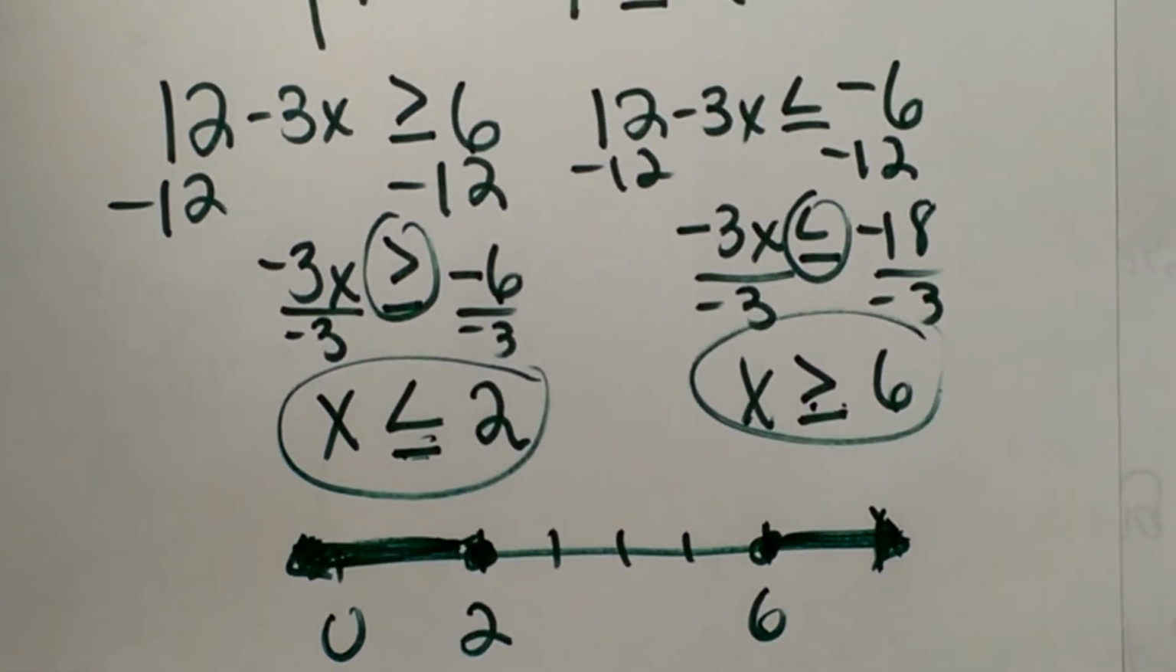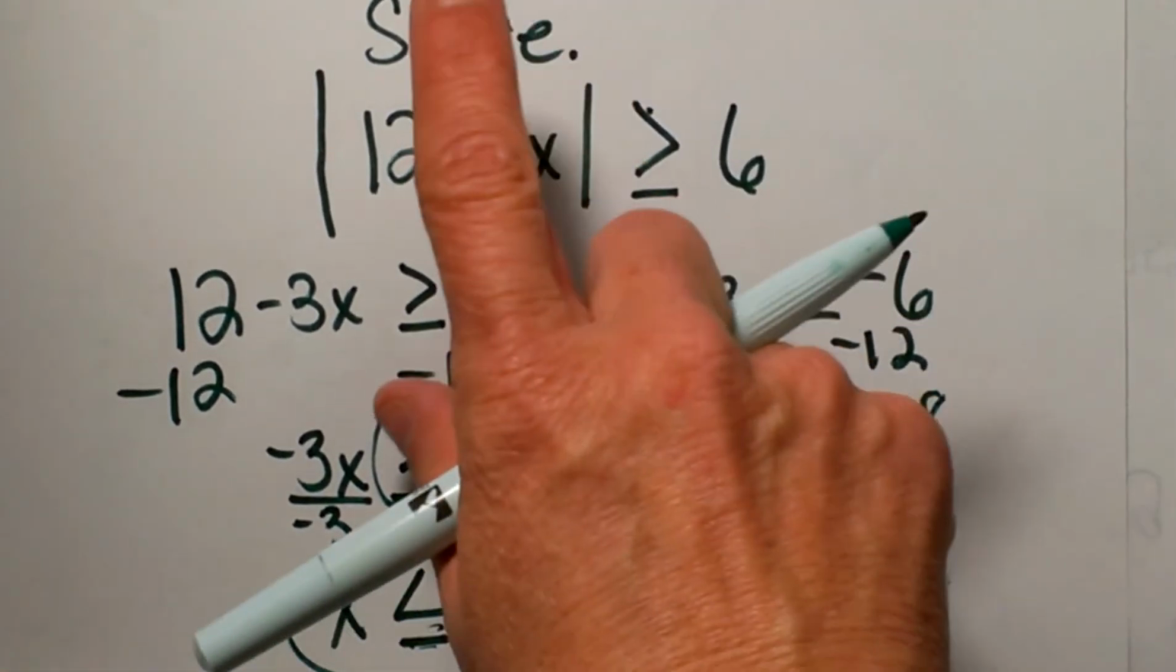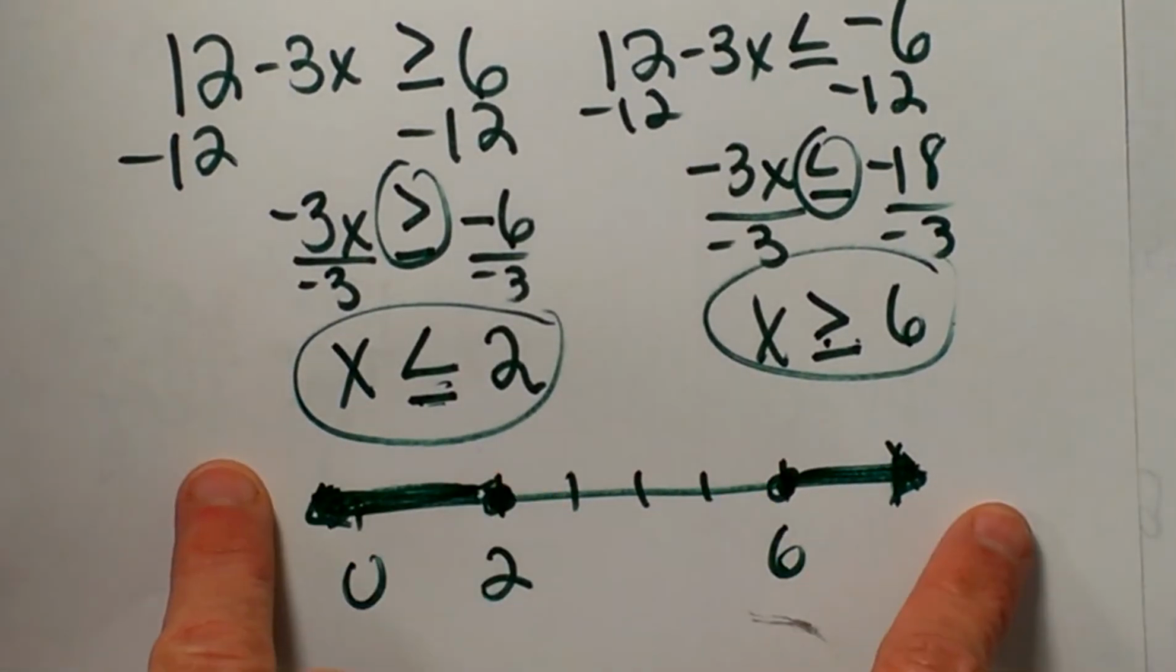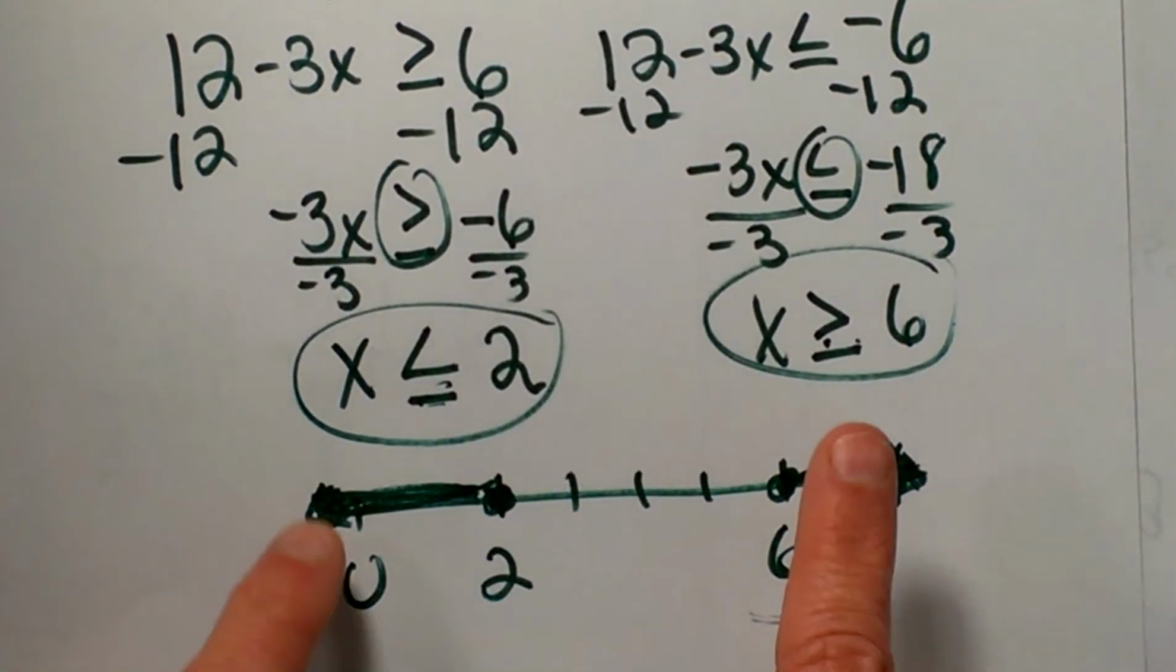So there you go. I hope this video was helpful on seeing why you would flip this and why the solution ends up being an OR problem instead of an AND problem.